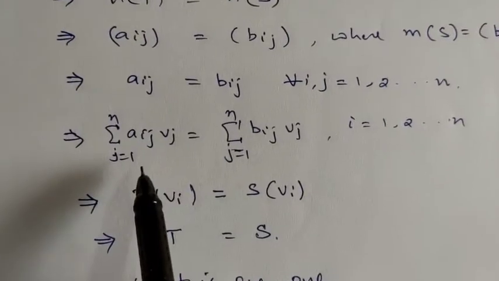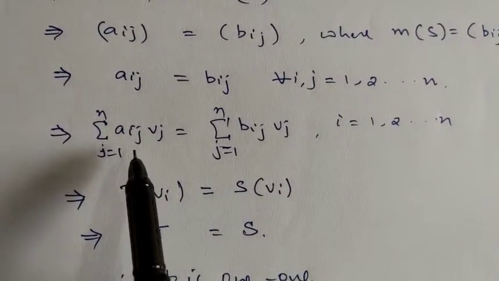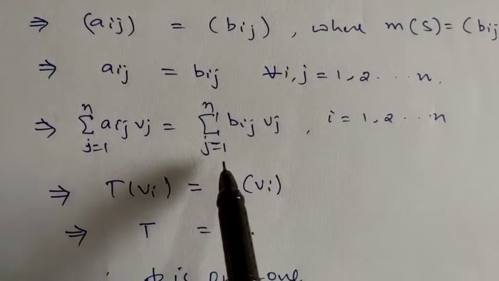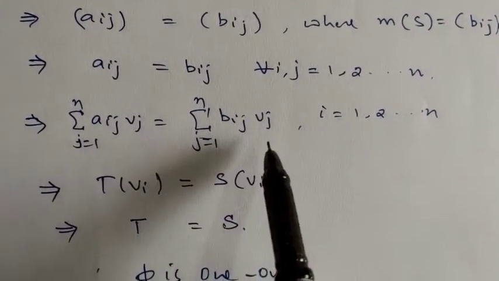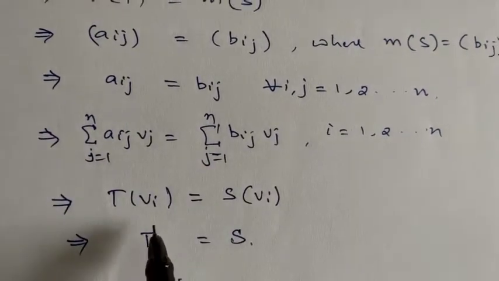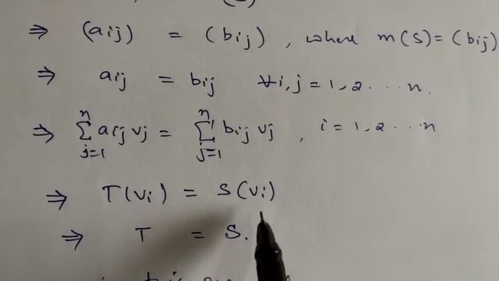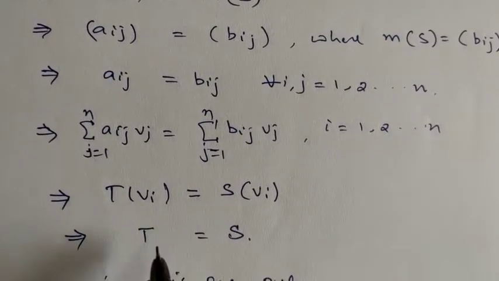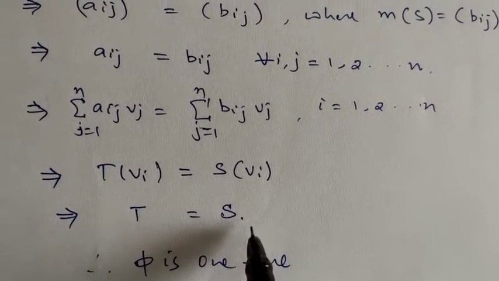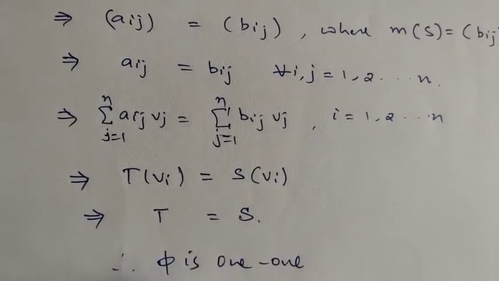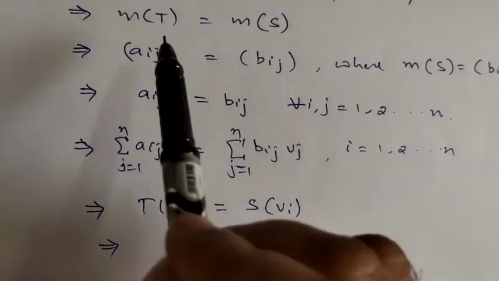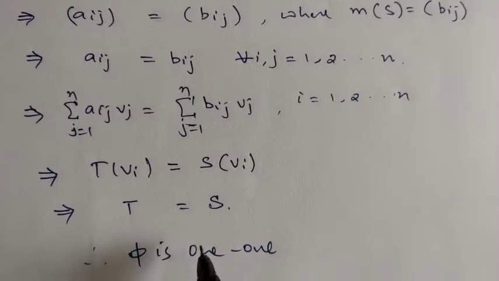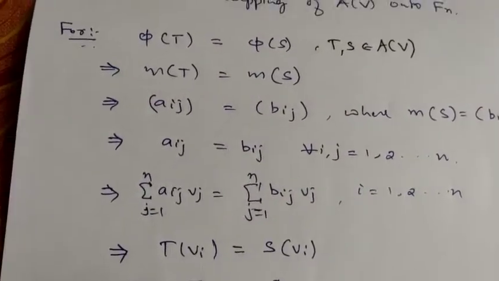So this implies summation j equal to 1 to n of Aij Vj is the same as summation j equal to 1 to n of Bij Vj. This implies T of Vi is the same as S of Vi. If T of Vi is the same as S of Vi, what can you say? T is the same as S. Therefore, phi is 1 to 1. So if phi of t is equal to phi of s, then t is equal to s. Therefore, the mapping phi, which maps every transformation to its matrix, is 1 to 1.